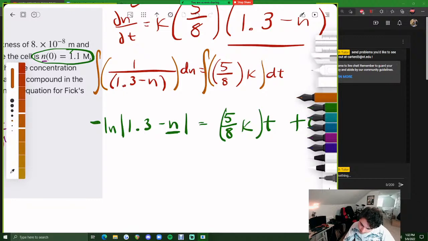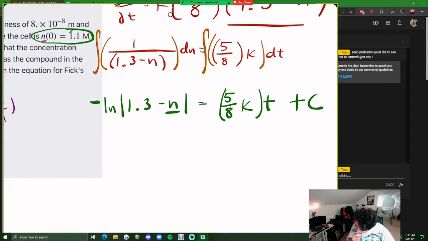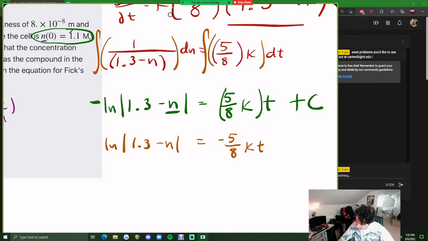The way we can do that is by first negating both sides. So negating both sides, we get positive ln of 1.3 minus n. We get negative 5/8 kt, and then plus a constant, but you're negating that. Regardless, it's just a constant, so it just absorbs that negative.